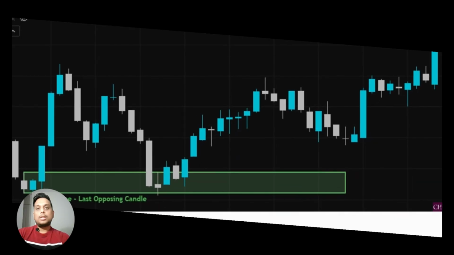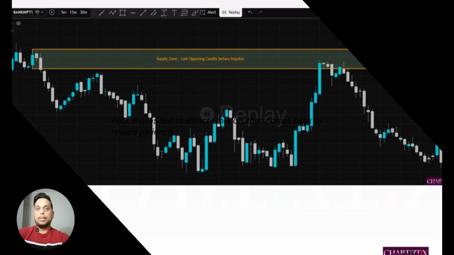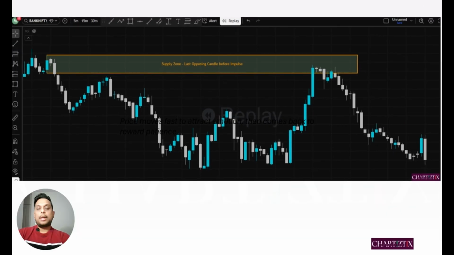This image is just to show you how the market moved once it retested our zone. So you see here that market has moved in our favor, which is a win for us. And same here for our supply example. So you can see how the market has rewarded us for our patience and waiting for retest.